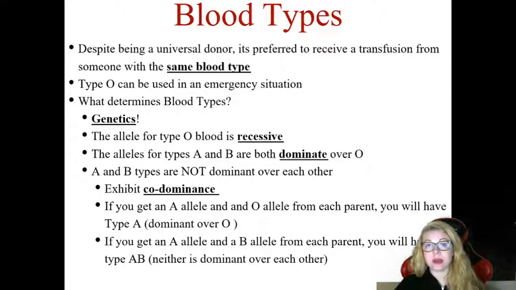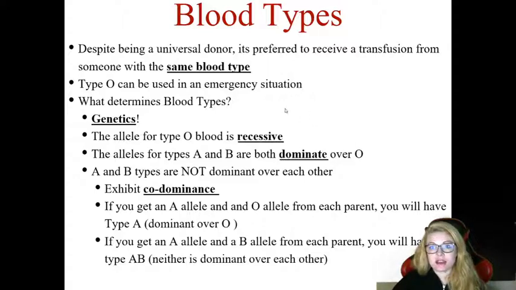Okay, and so despite being the universal donor, it's preferred still to receive a transfusion from someone with the same blood type. So yes, you can receive from an O because of the lack of those antibodies. However, it would still be preferable to receive blood from someone who matches your type exactly. But type O, like I said, can be used in an emergency situation.